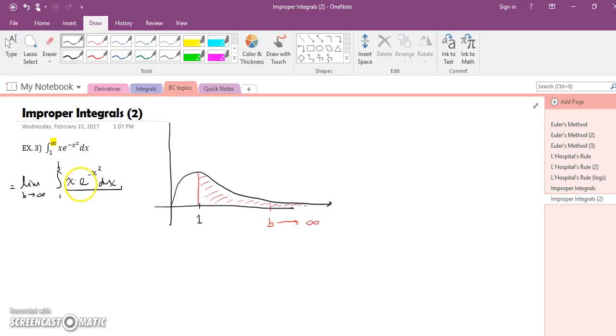Let's see, we have partial fractions, but it's not a denominator. We have parts and we have u sub. Notice here I have a term and a form of its derivative there. So I'm going to do a u substitution.